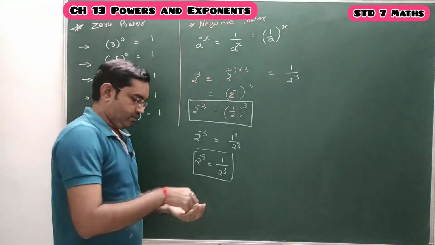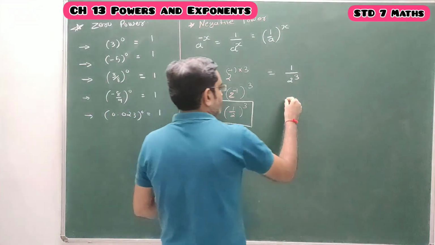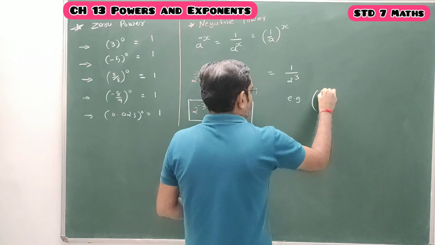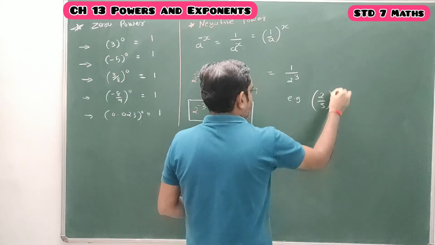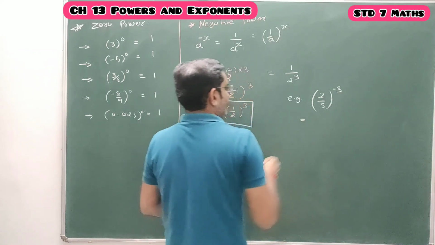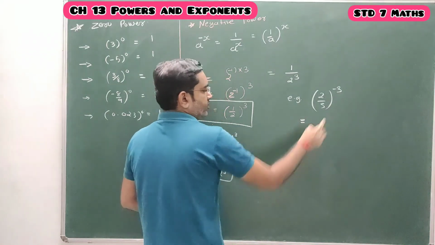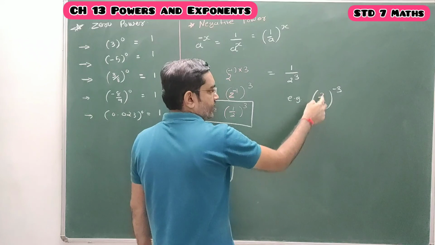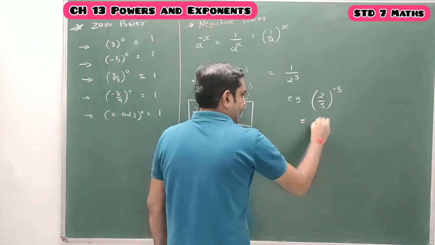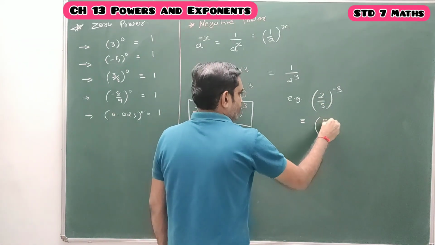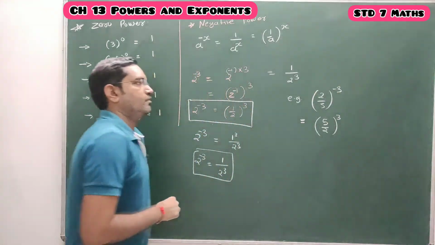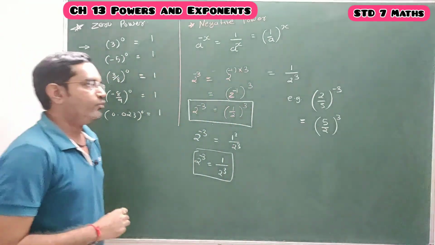Two options are there. For example, if we have a negative power of, suppose, 2 by 5 raised to minus 3, a fraction with a negative power, and you have to convert it into positive power, what do you do? You take the reciprocal of the base. So directly you can write this as 5 by 2 raised to 3. This is how you can convert negative power into positive power.